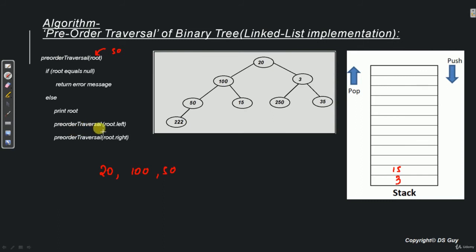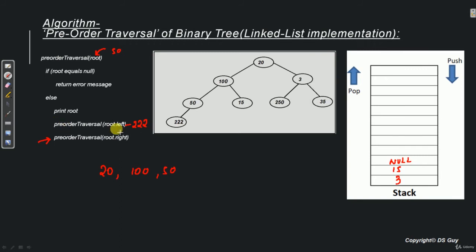Pre-order traversal root dot left. Now what is root dot left? 222. So it will again call 222. Before that it has to again push this into the stack. What is that? Root dot right. It has null because there is no more node over here. So it will push null here.